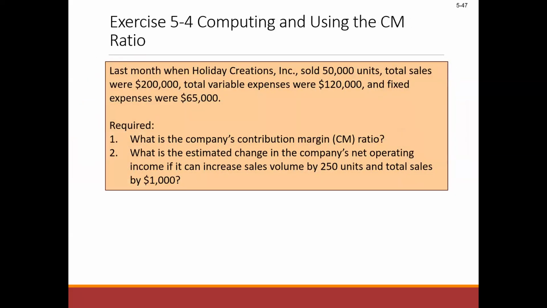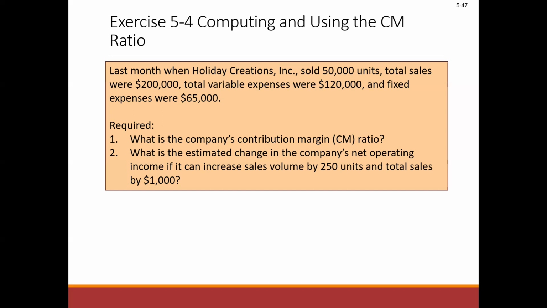How about this one, guys? Last month, when Holiday Creations sold 50,000 units, total sales were 200,000. Total variable expenses were 120,000, and fixed expenses were 65,000. So 50,000 units at 120 variable expenses, you could figure out the variable expense to come up with your contribution margin, right?